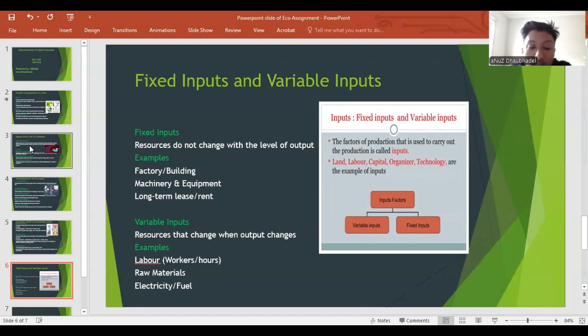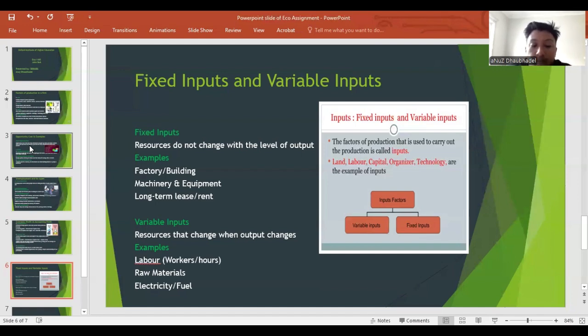Its examples are factory or building. The size of the building stays the same whether you produce 100 or 1,000 units. Then machinery and equipment: machinery used in production remains fixed unless the firm decides to invest in new ones. Long-term lease or rent payments stay constant every month regardless of output. So these are the three examples of fixed inputs.